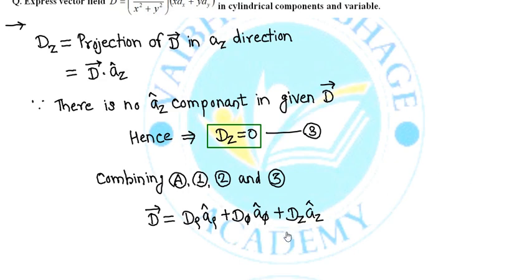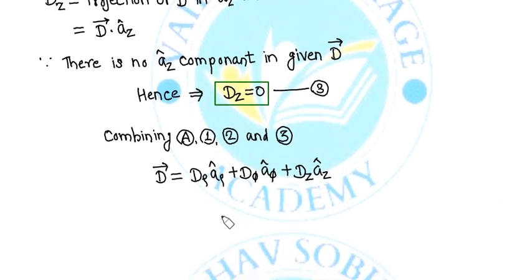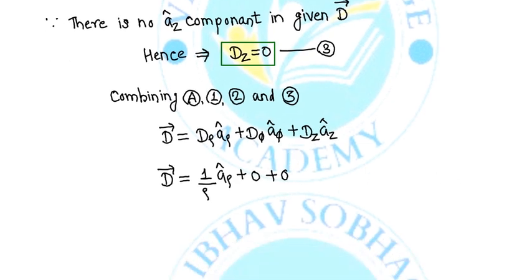If you put those values in, you will find that the given vector d in terms of the cylindrical system has d rho equal to 1 upon rho a rho cap. For d phi we have 0, and for dz az we again have 0. So what is the ultimate answer that we have? The given vector d in terms of the cylindrical system is nothing but the 1 upon rho component in the a rho direction. So this is our final answer.